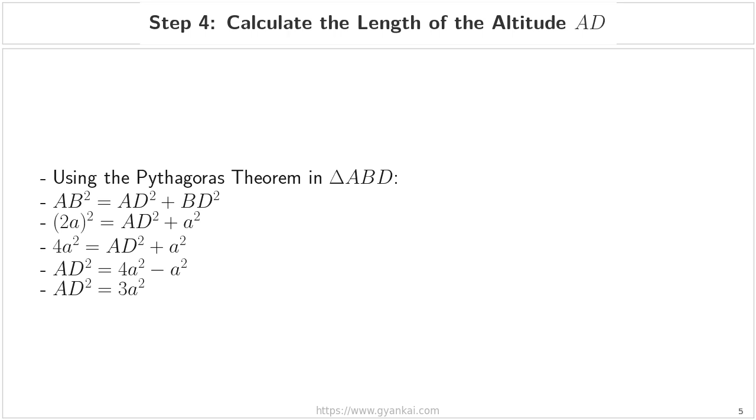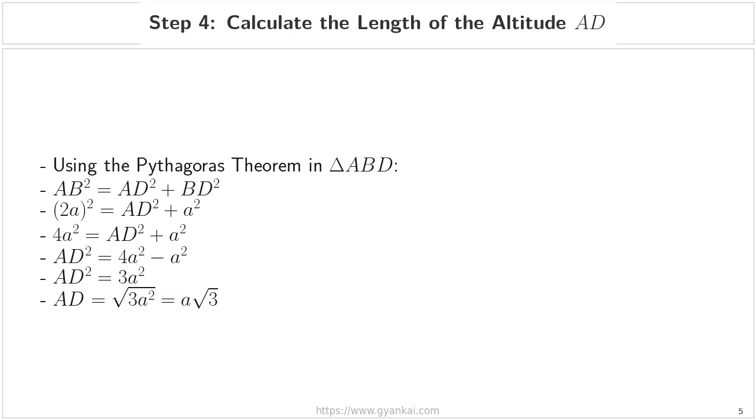squared. Finally, to find the actual length of AD, we take the square root of both sides. The square root of 3a squared simplifies to a times the square root of 3. Now, we have all three side lengths needed to calculate our trigonometric ratios in the next step.